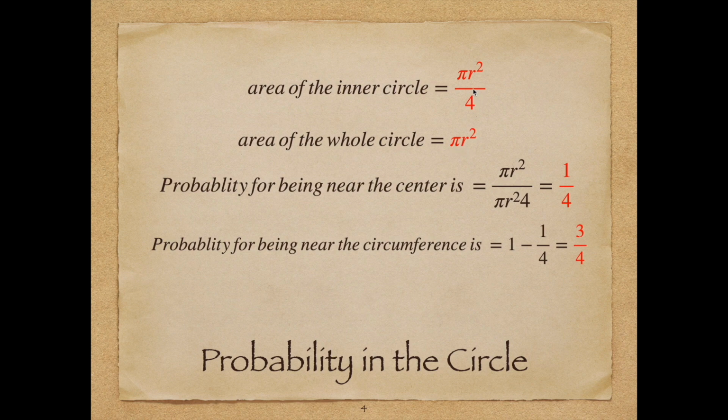Area of the bigger circle is pi r squared and the area of the smaller circle would be pi r squared by 4 because its radius is half the size of the bigger circle. Now we will divide the area of the smaller circle by the bigger circle's area. We can cancel the pi r squared from the denominator and the numerator, and we get 1 by 4 as the probability of the point being near the center, and if we want near the circumference, we can just subtract this probability from 1 and we get 3 by 4 as the probability for the point being near the circumference.